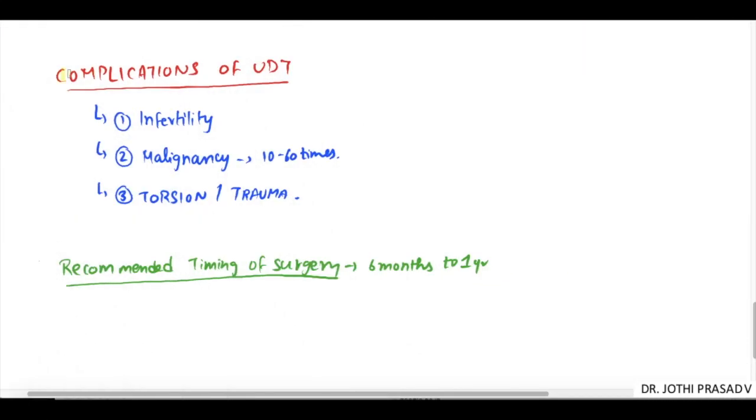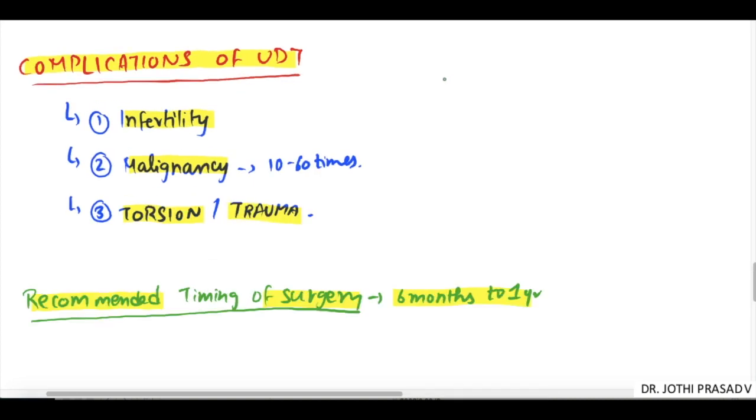Coming to complications of undescended testis, the most common one is infertility followed by malignancy. There is high risk of turning into seminoma. Other minor complications are torsion and trauma. Undescended testes can be diagnosed most of the time with careful history and physical examination. Certain investigations such as ultrasound, and when the testis is not palpable unilaterally, diagnostic laparoscopy is also recommended. The recommended time for surgery is 6 months to 1 year.